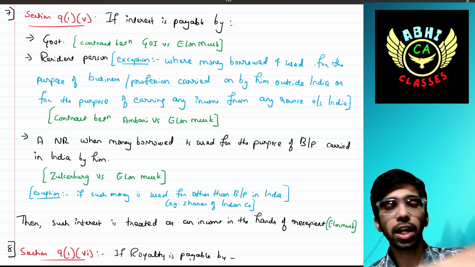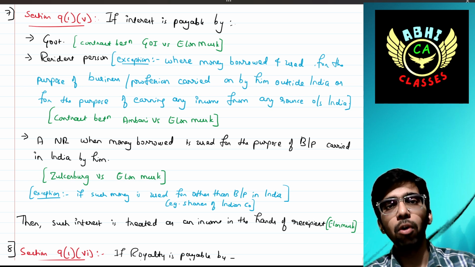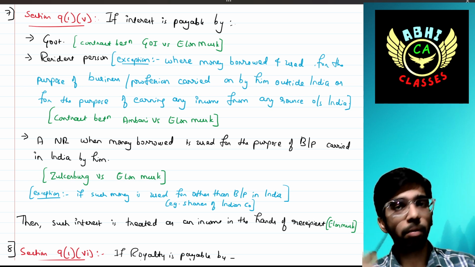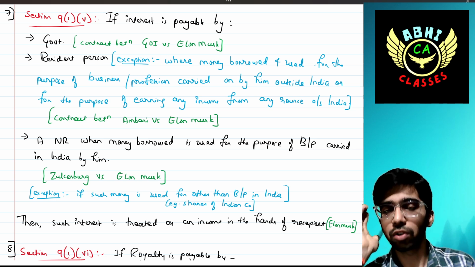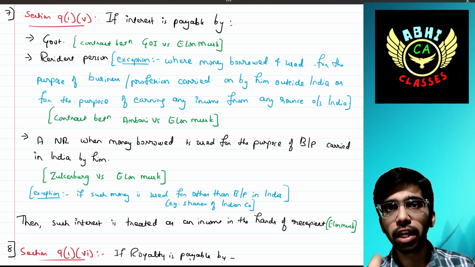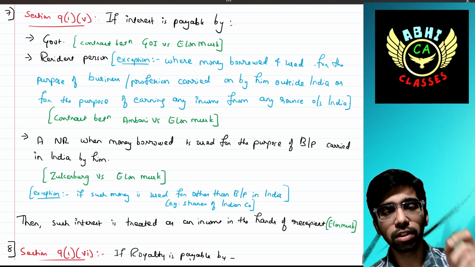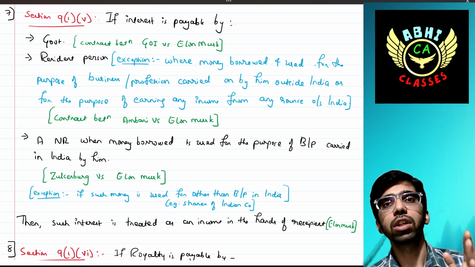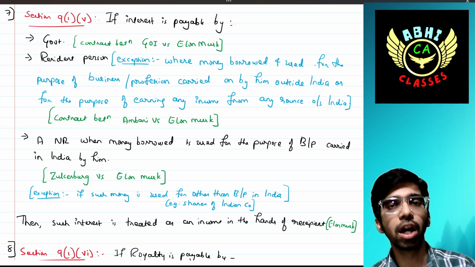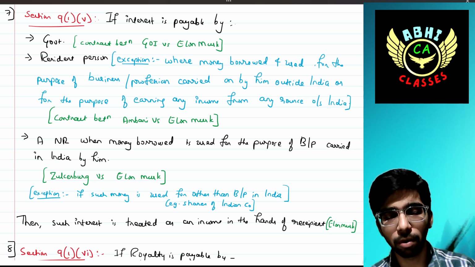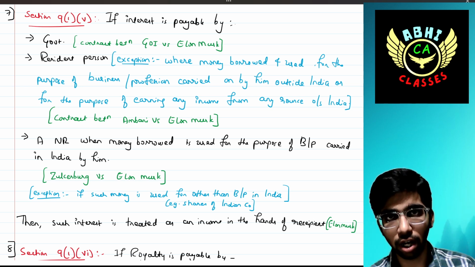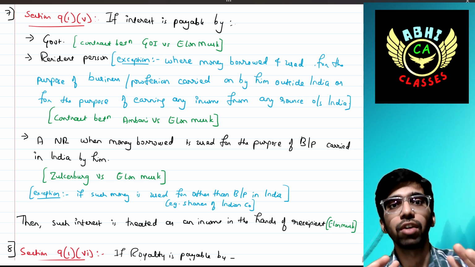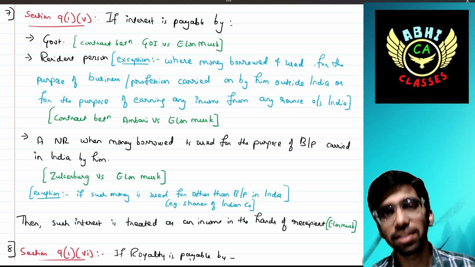Third case, Zuckerberg has borrowed an amount from Elon Musk, and payment of interest is taxed in the hands of Elon Musk only if the borrowed amount is utilized by Zuckerberg for business or professional purpose in India. If it's used for any other purposes in India, then it is not taxable in the hands of Elon Musk. Understanding, right? If you understand this first category, then the remaining part is very simple.